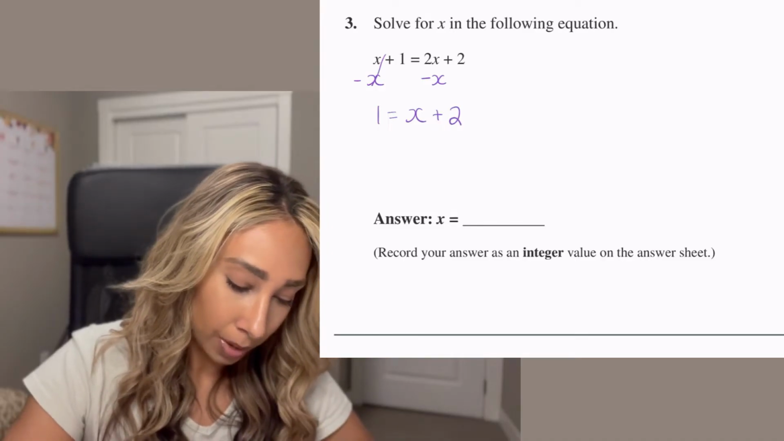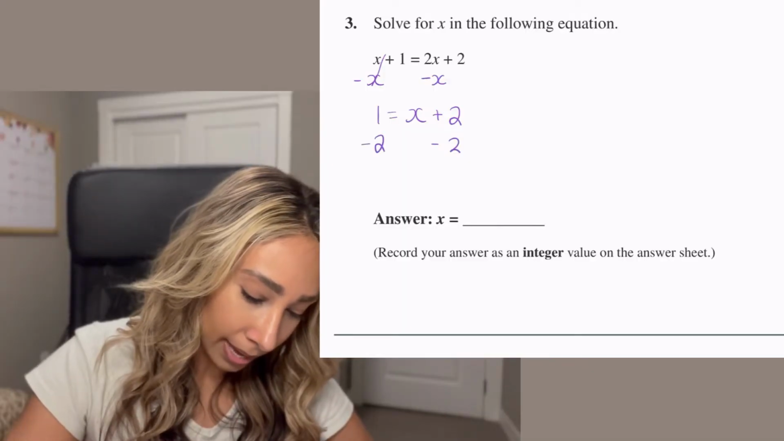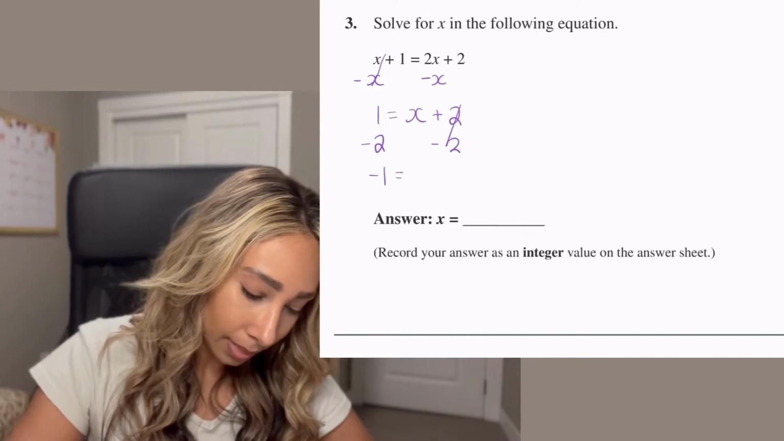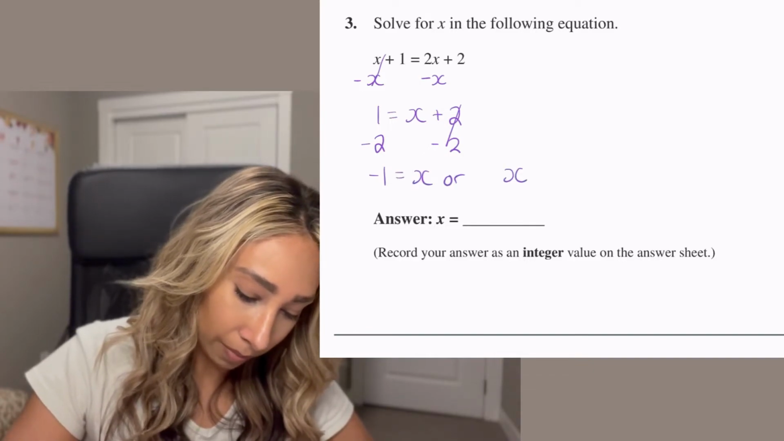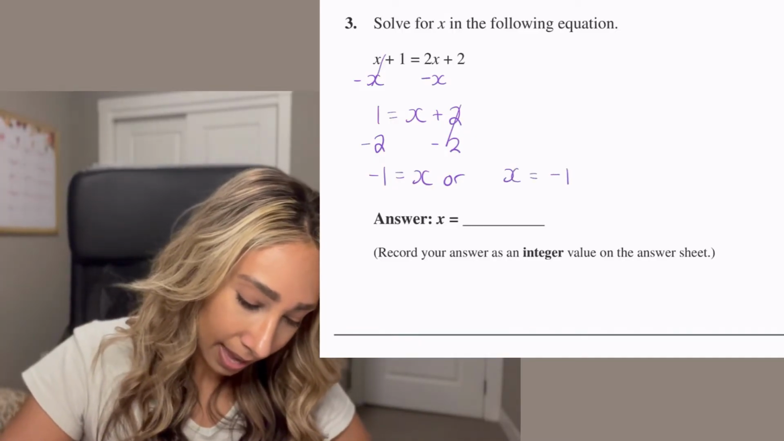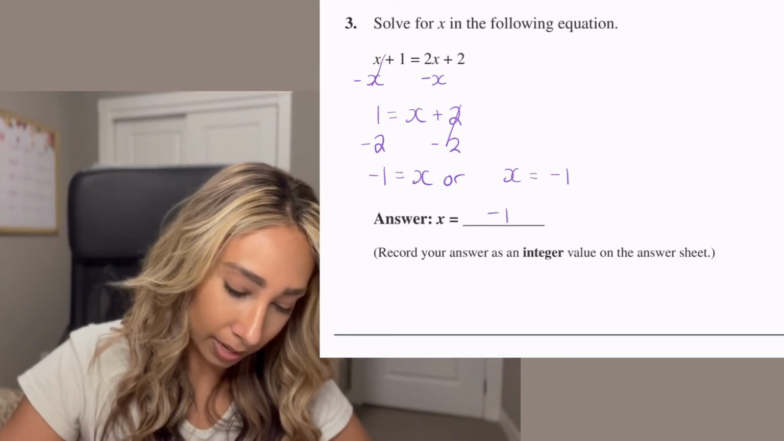So that's going to just leave us with x plus 2. Now I'm going to move the numbers to the other side. So add a -2 to both sides. Now it's going to leave me with -1 equals x. Or if you want to write it with x on the left side, that's going to be x equals -1. So our answer is going to be -1 for that one.